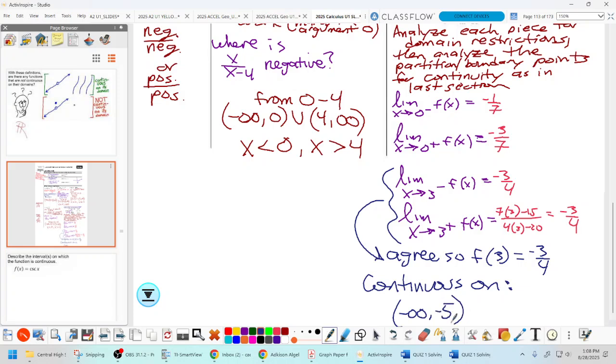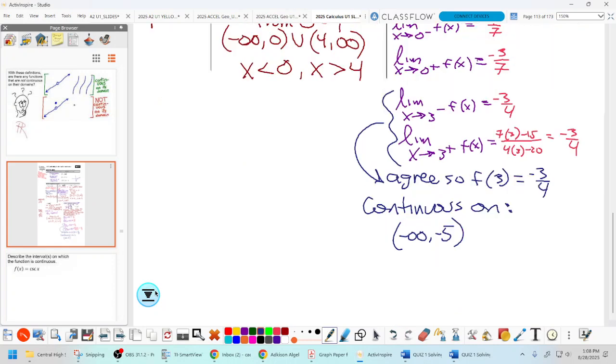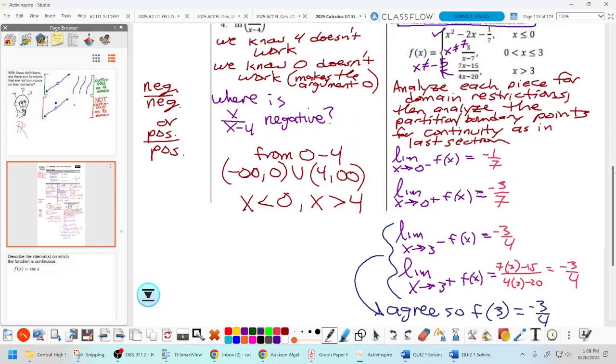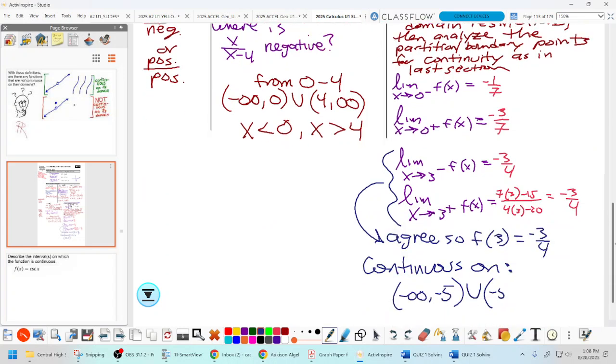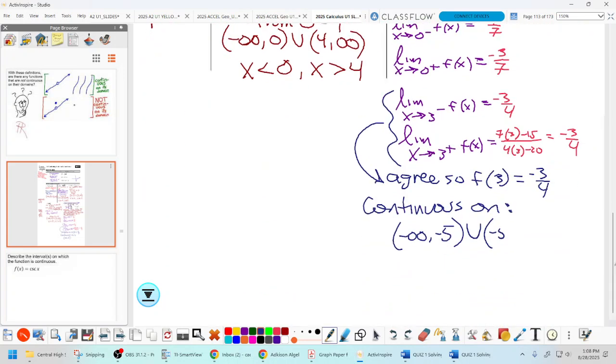Alright. How about between -5 and 0? Are we continuous there? Trevor's giving me the thumbs up. Let's look at, by the way, look at our pieces. We're still operating in this first piece, aren't we? So yes, we're still continuous. This work here proved that we were not continuous at 0, so that's why we're stopping there.